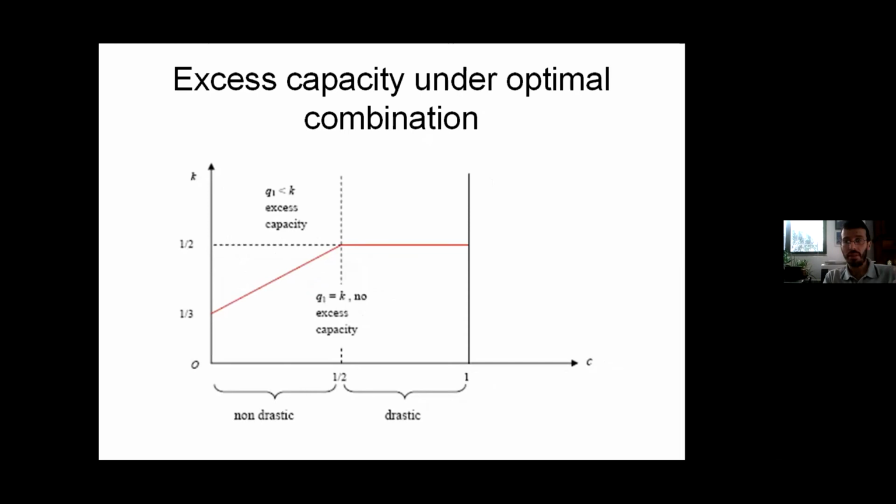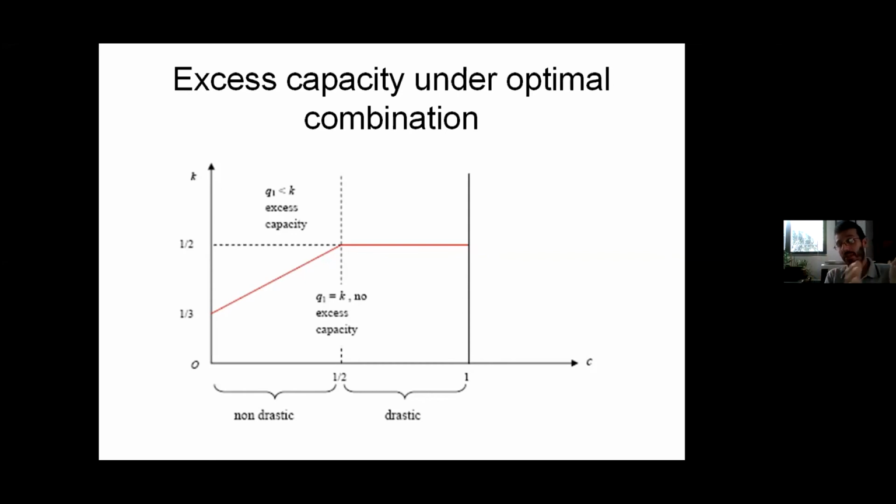This is connected to the last picture too. Here we have an analysis of the excess capacity under optimal combinations. When K is low, clearly the capacity constraint becomes binding. And so there is no excess capacity below the red line. Above the red line, sorry, there is excess capacity. So the quantity produced by the patentee is lower than K, lower than the constraint.